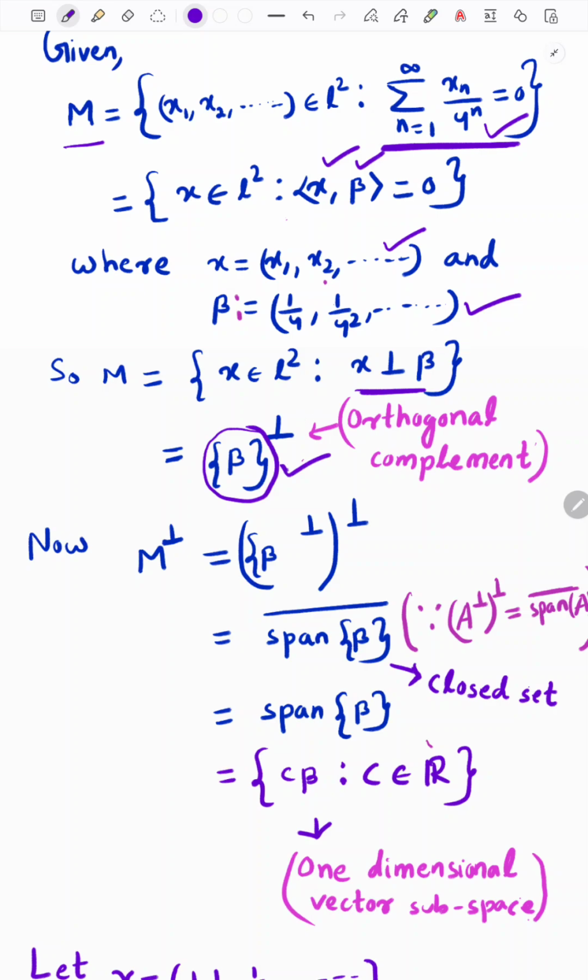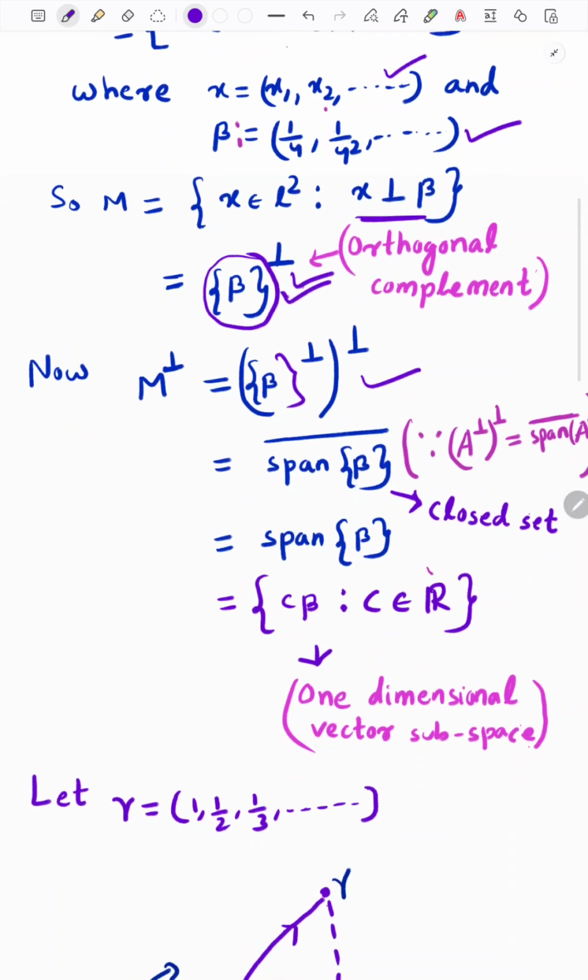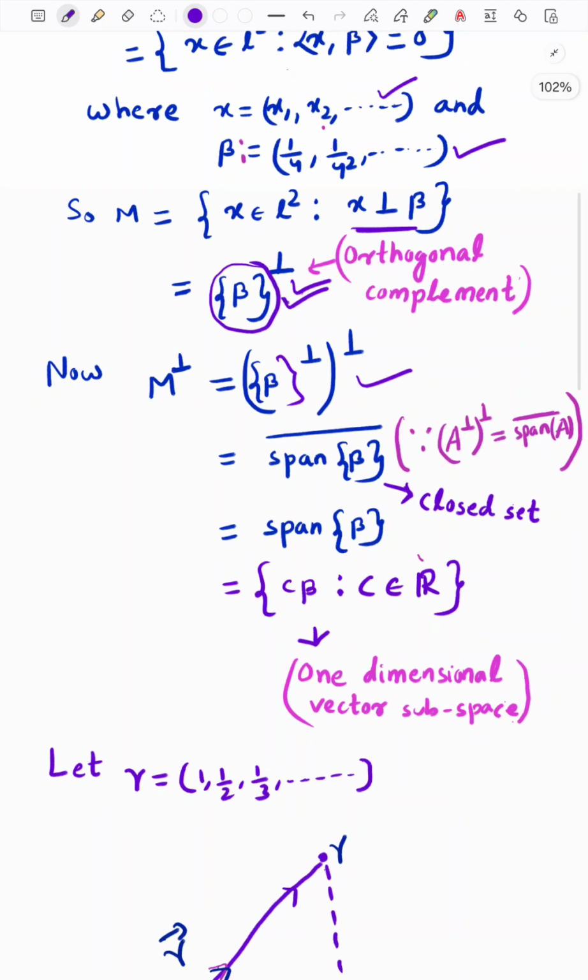Now I will calculate M perp. Since M is equal to this set, M perp is equal to this set. So I simply put the value of M here. Then the double perp is coming, and there is a very standard result in functional analysis. It says that the double perp of a set A is equal to the closure of the span of A.